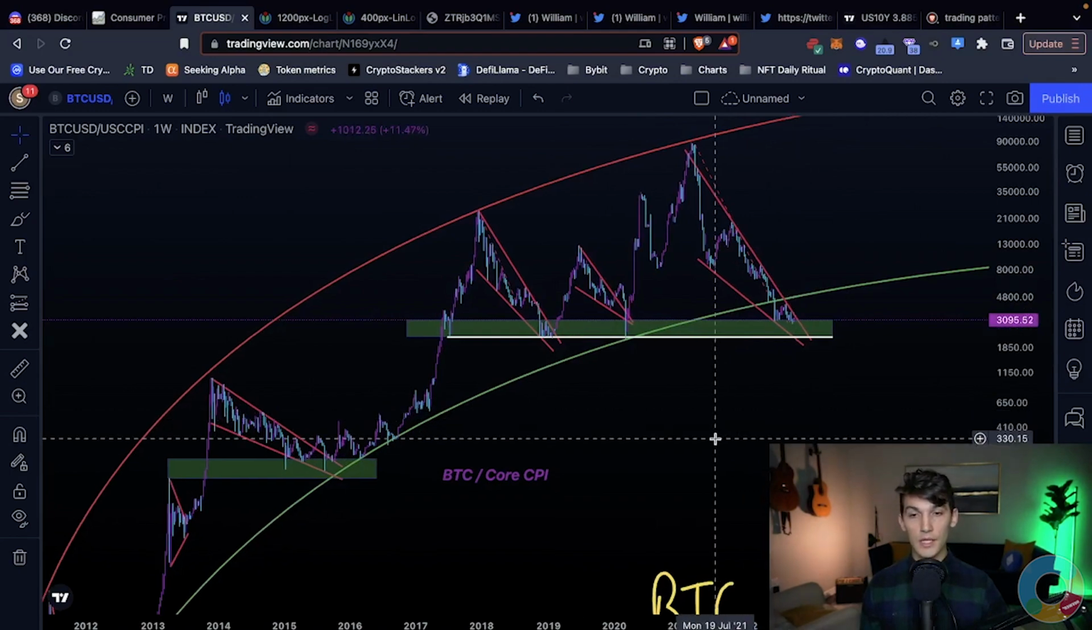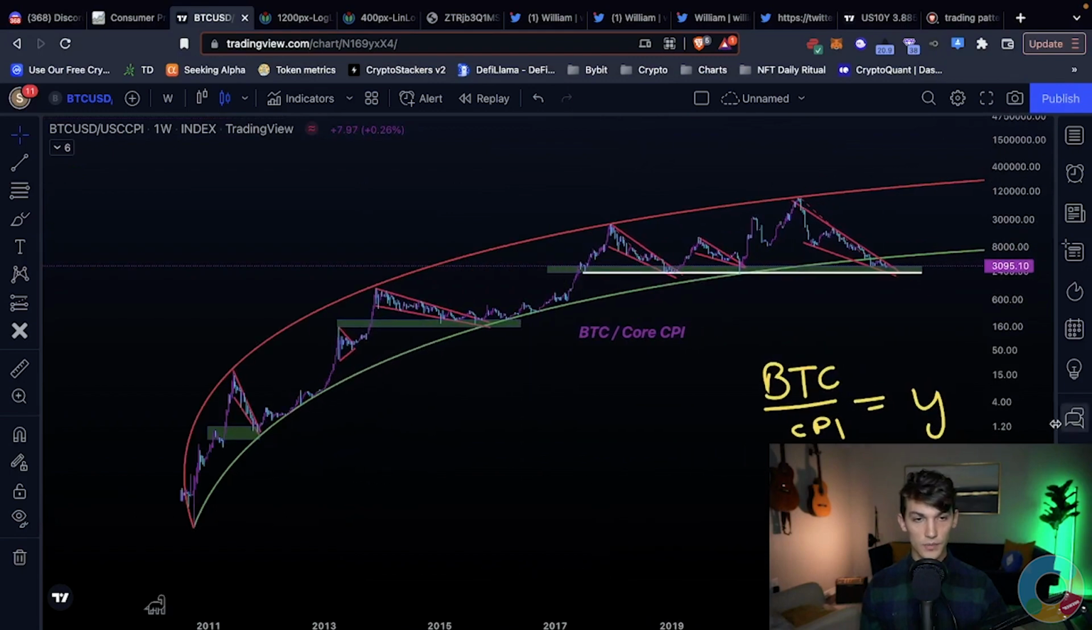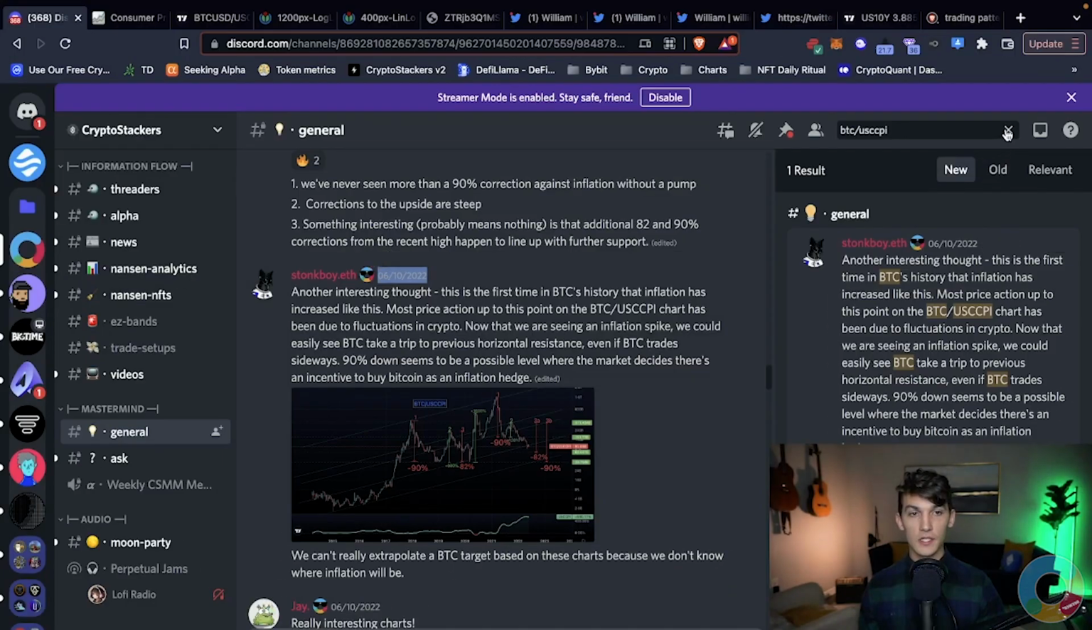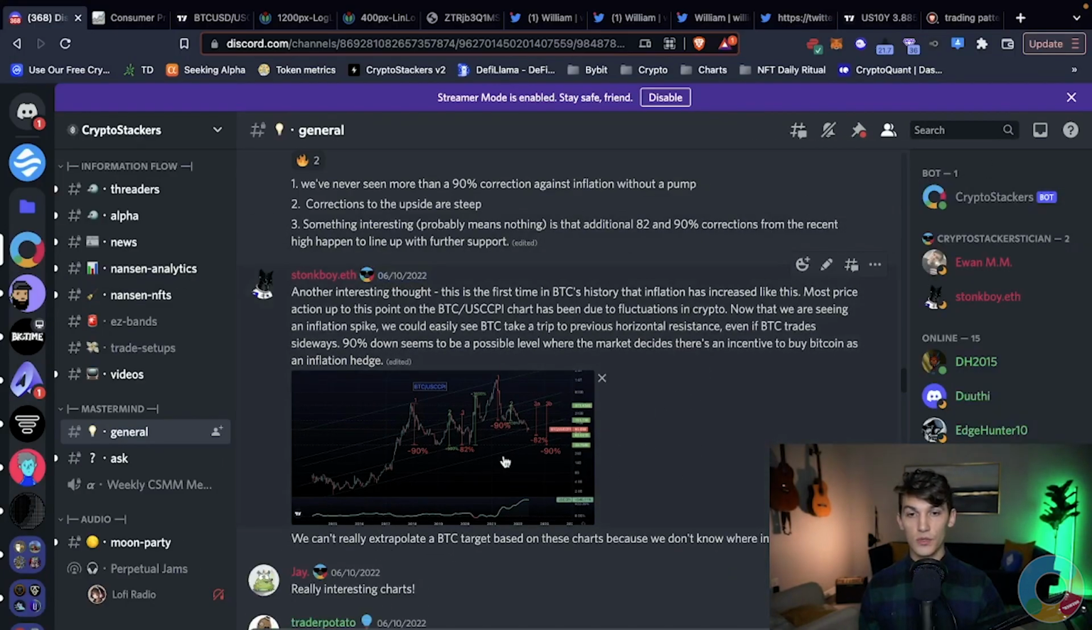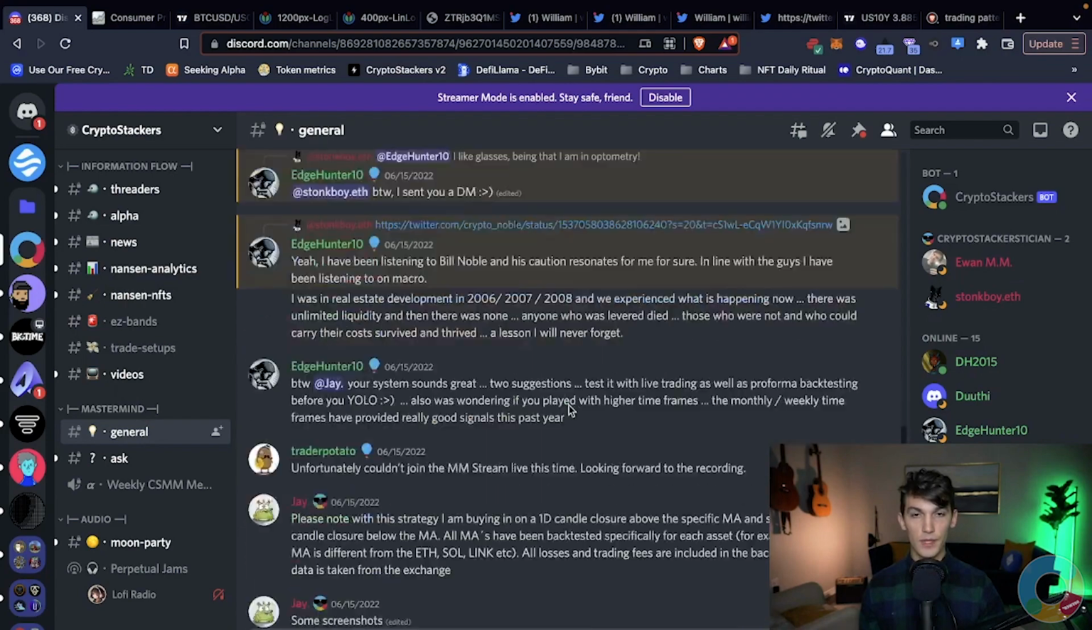And I haven't seen anybody talk about this. So you're getting this information on CryptoStackers and CryptoStackers only. And this is something that I actually shared in the CryptoStackers Discord way back in June of 2022. This is the mastermind chat, right? This is one of the premium chats that we have.